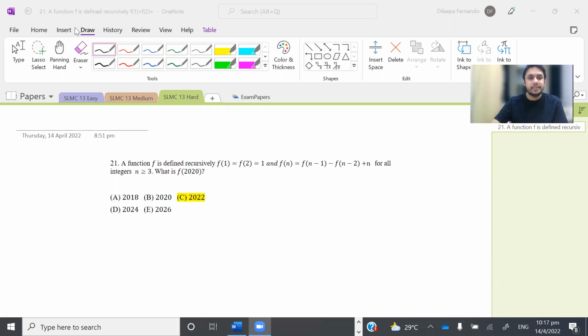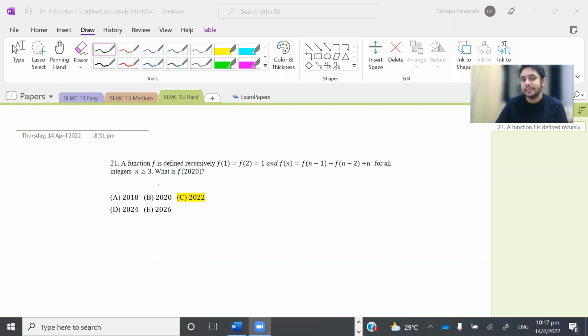Okay, the first question is, the function is defined recursively. F1 = F2 = 1, and Fn = Fn-1 - Fn-2 + n for all integers n greater than or equal to 3. What is F2020? So when you look at the answers, this is one way.